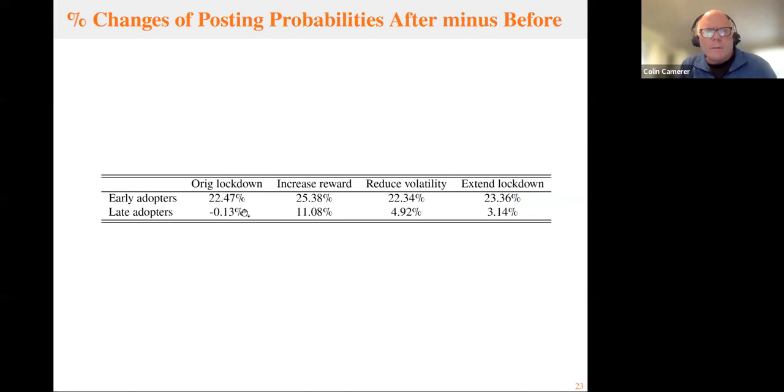For the late adopters, there's not that effect, but there is an increase in late adopters and also from volatility reduction. There's a small lift. This is similar to the 5% of people in the London tube. This is the percentage change in the posting probability in the long run. So this is the best answer we have to whether the pandemic creates a new normal where people are posting more. And the answer is a little bit for the lates and a lot for the earlies.